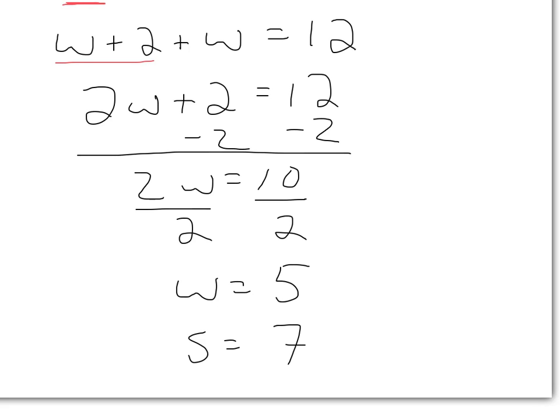Does that make sense with the problem? 7 is 2 more than 5, and if you add 7 and 5, that gives you 12. So everything there adds up.